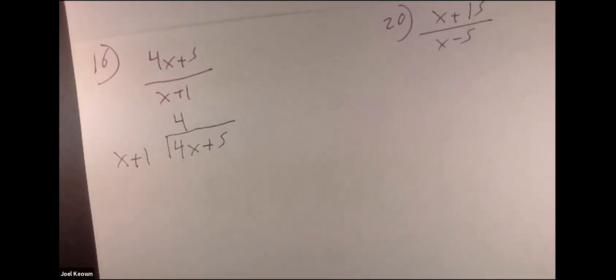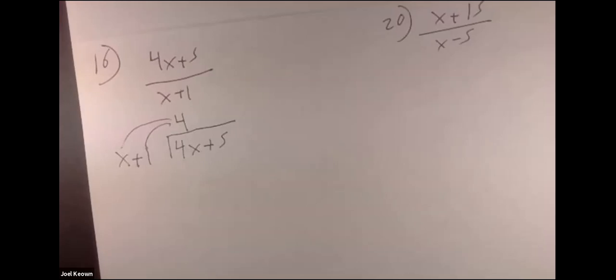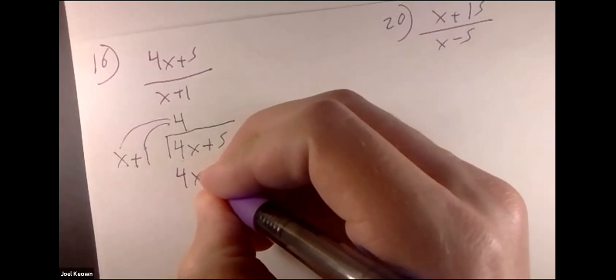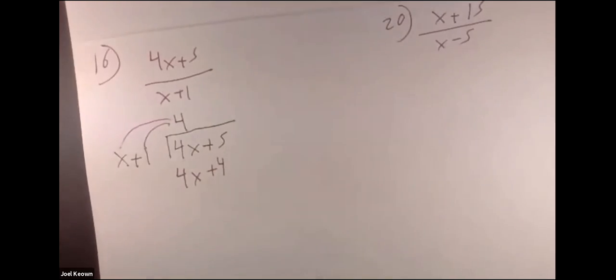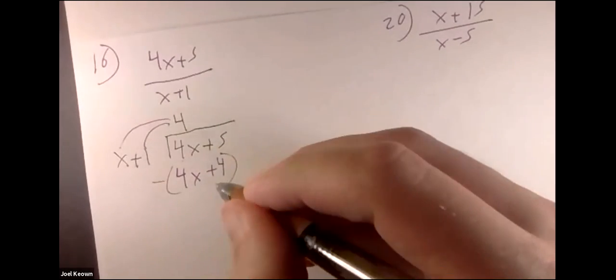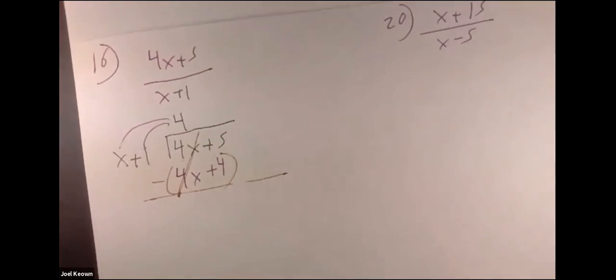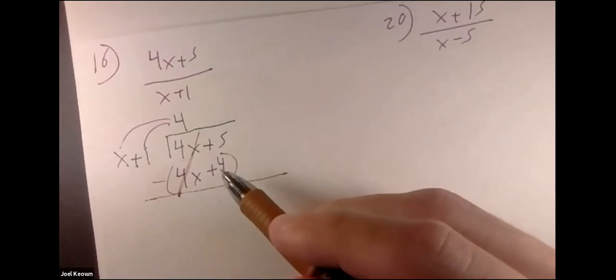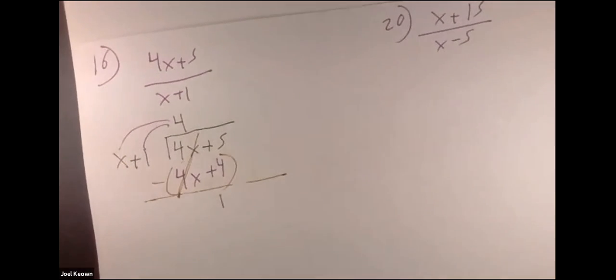Well, after I do that, distribute the 4 to both of those. 4x, 4 times positive 1 is positive 4. Distribute, I'm going to subtract. My first term should always cancel out. 5 minus 4 is 1. That's my remainder. Okay.